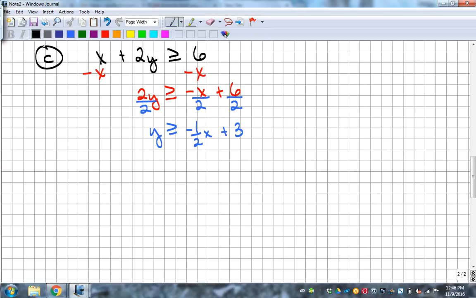And then we can graph that on the coordinate plane, not on the number line. Where's the y-intercept? 3. So I'm going to go up to 3. Then my slope would be down 1, right 2. I could also go up 1, left 2 if I wanted to. Dotted or solid line? Solid line, because it has the equal to mark.